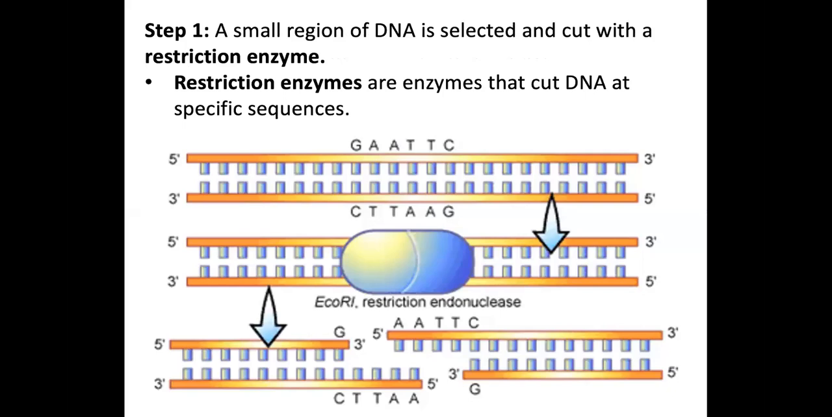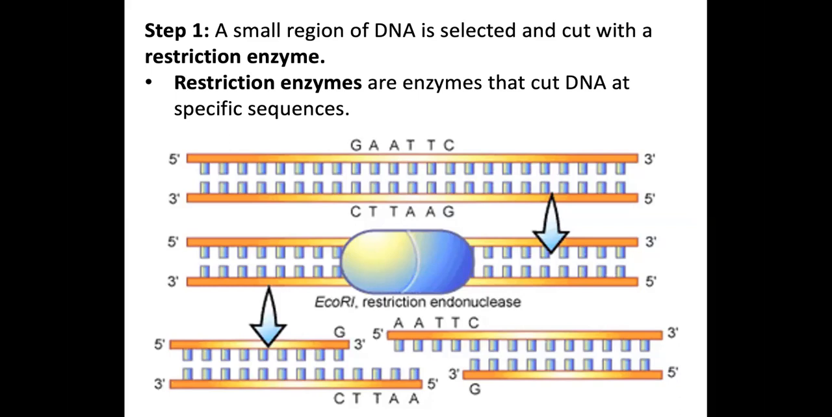All right, so the way this works. A small region of DNA is selected and it's cut with the restriction enzyme. So we need to remember this term, restriction enzyme. They cut. So remember, we talked about enzymes way back at the beginning of the semester. Who remembers what an enzyme is?